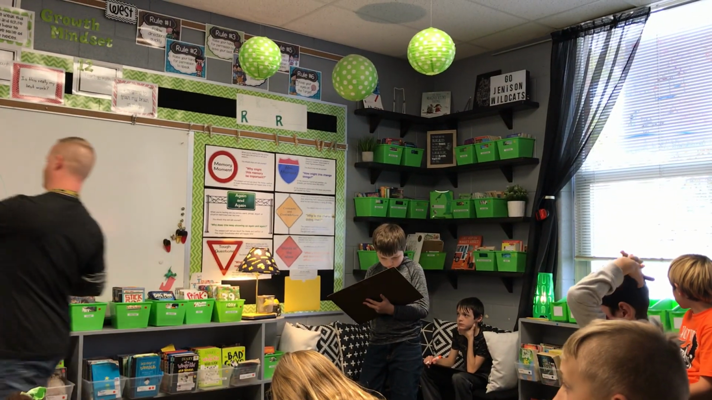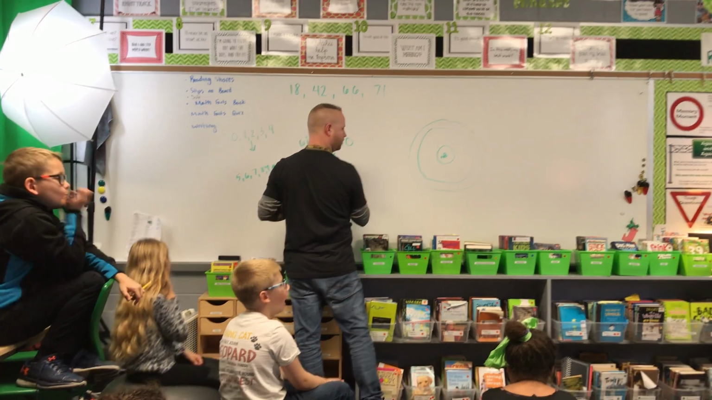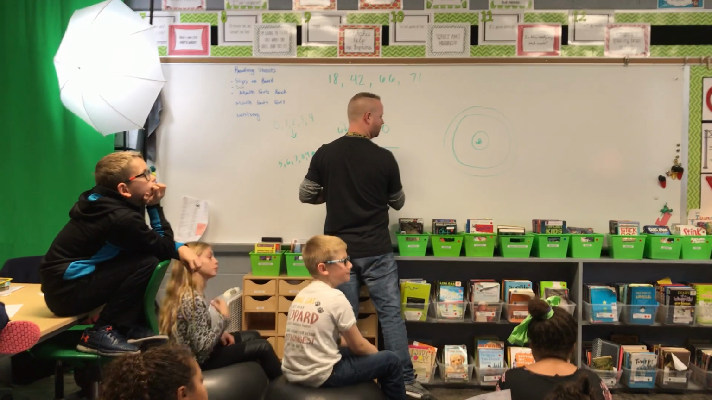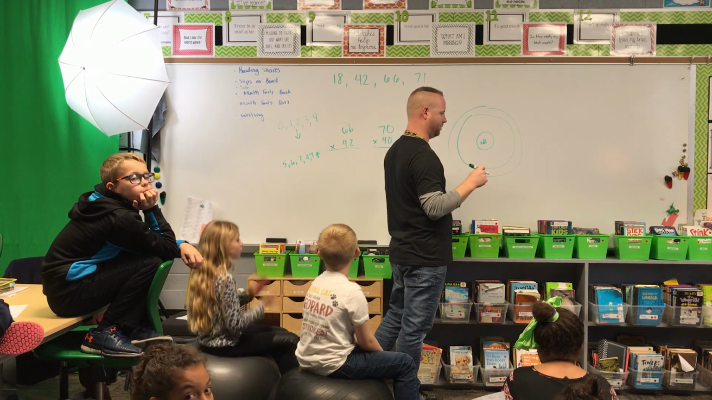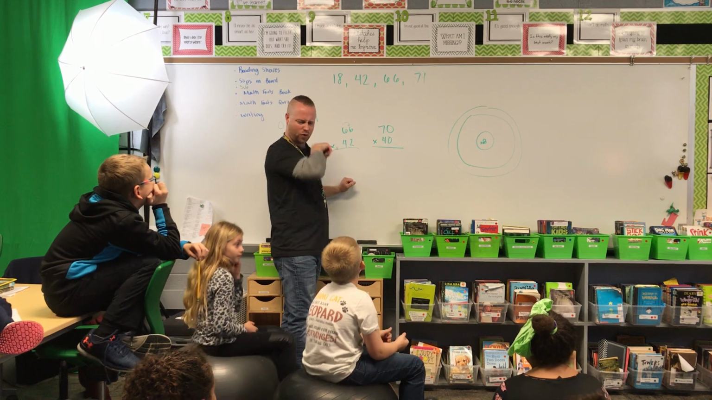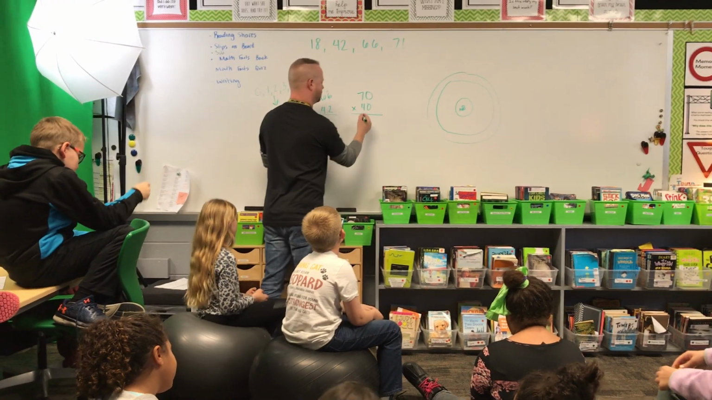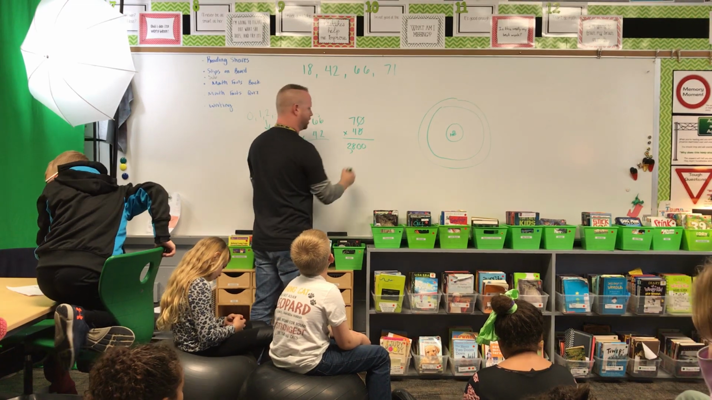Ashton, what would I do with the next number? 42 is still too tough for me. You would round it to 40. Okay, so you round it down because the rule tells us to round down. And then I would do 70 times 40. So 7 times 4 is 28. So it's 2,800.